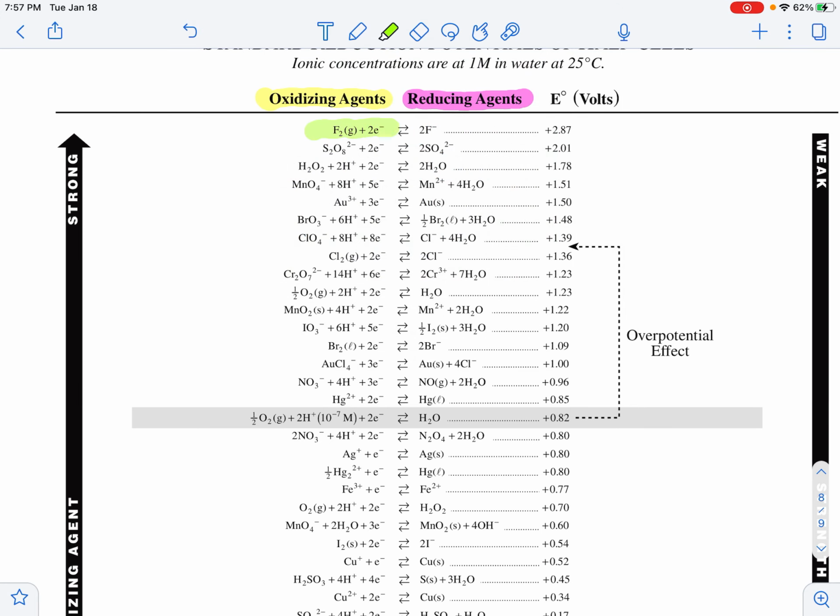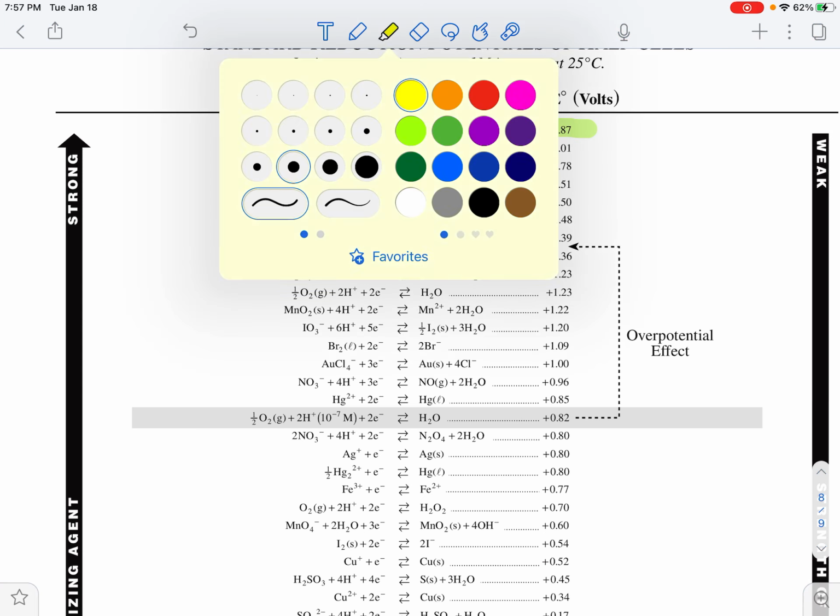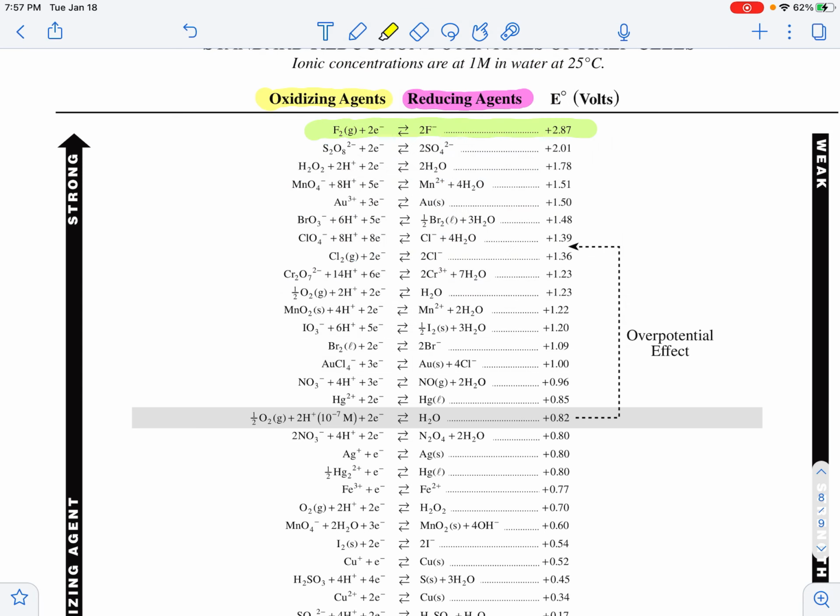If I look at that very top line of the chart, what that line is actually telling me is that F2, fluorine in its elemental form, can pick up 2 electrons and reduce to form 2 fluoride ions, 2 F minuses. And the potential to do that is plus 2.87 volts. And that's called its E value.